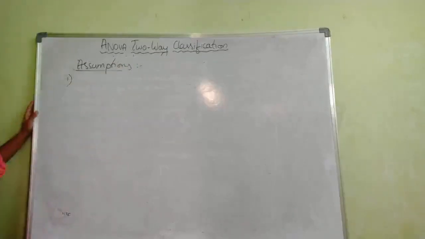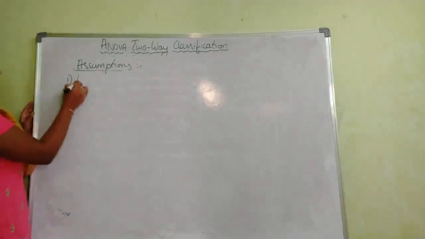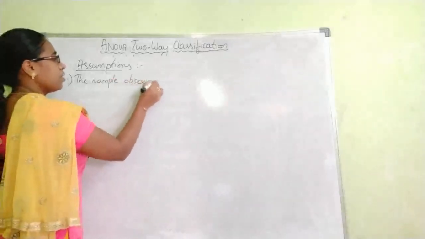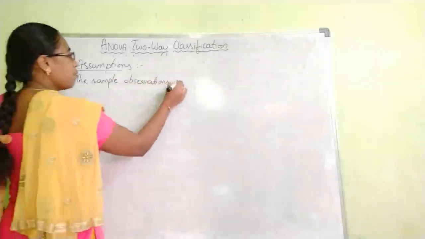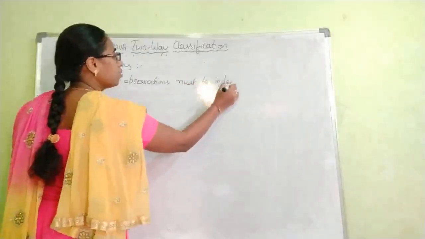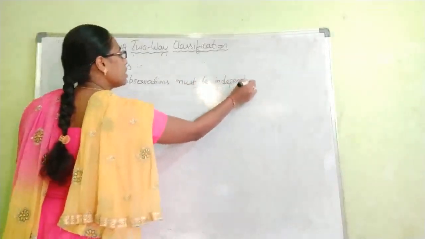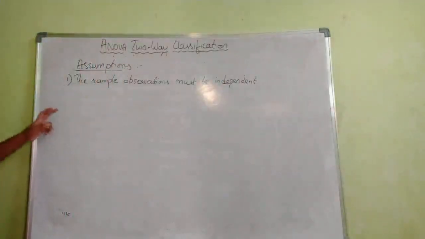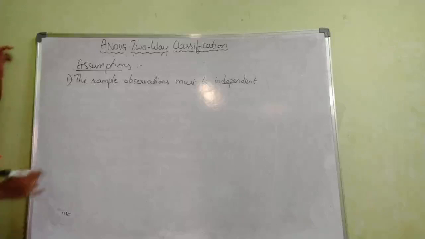What is the first assumption? The sample observations must be independent. Here sample observations means the Yij values should always be independent.